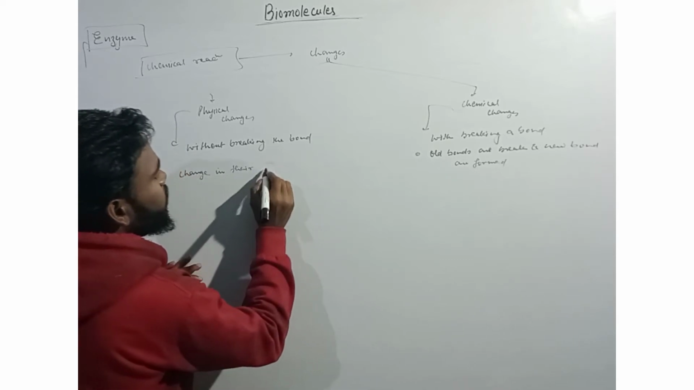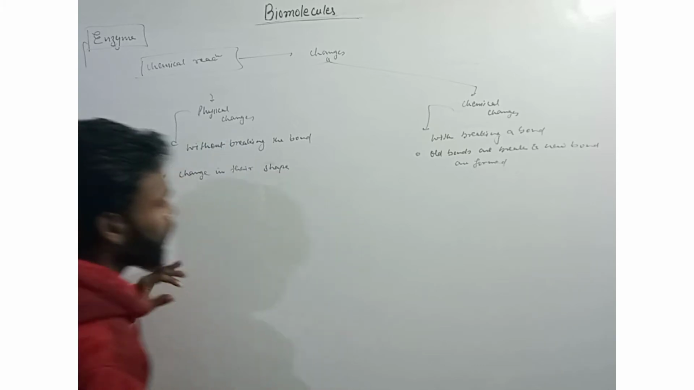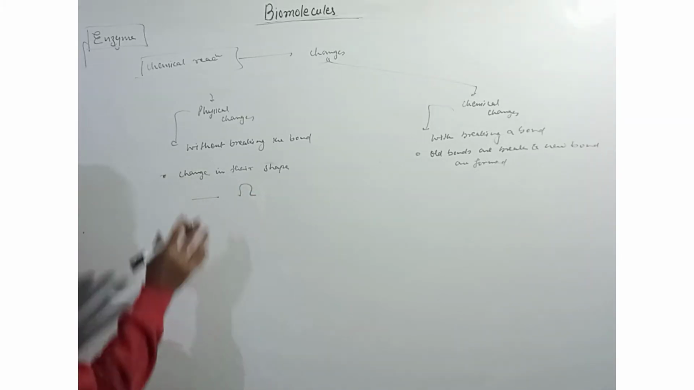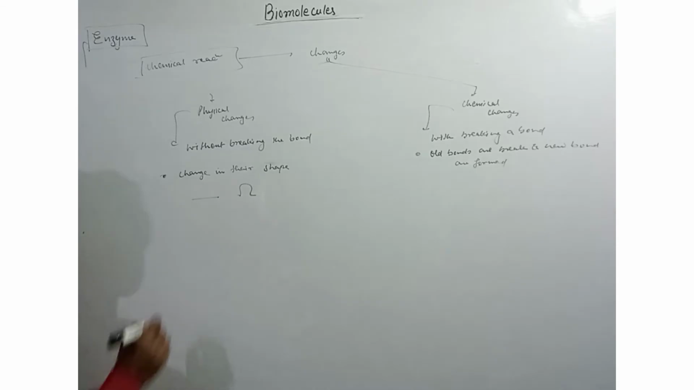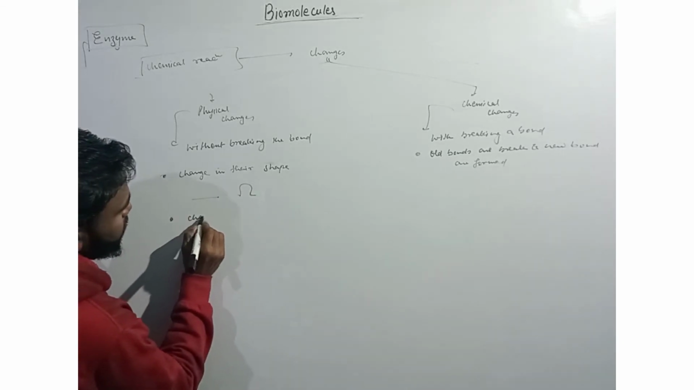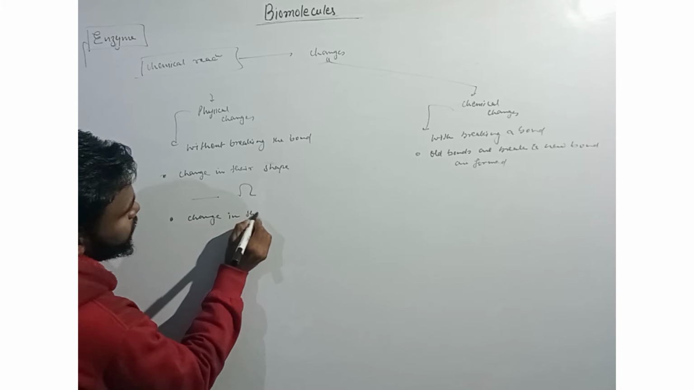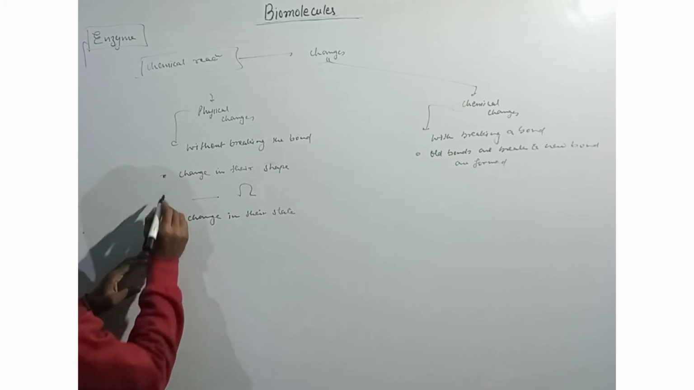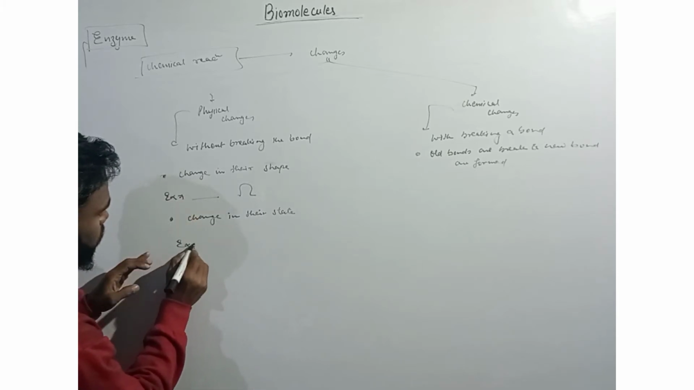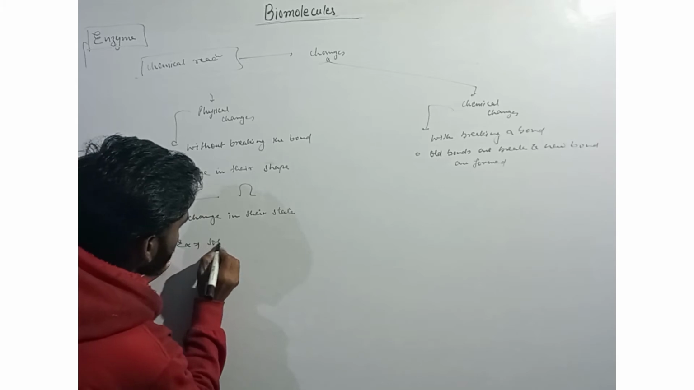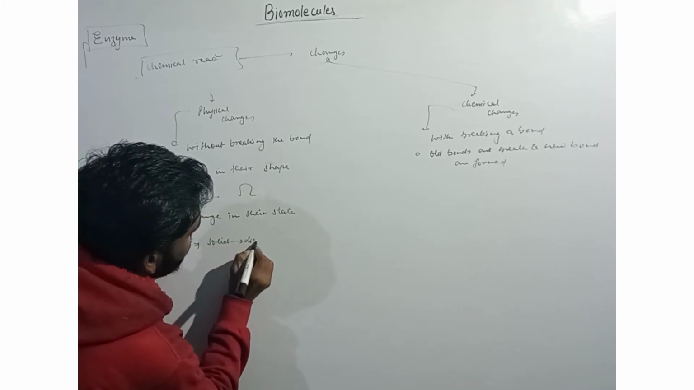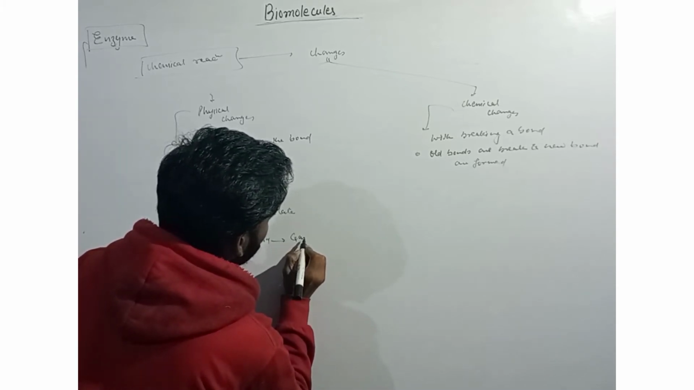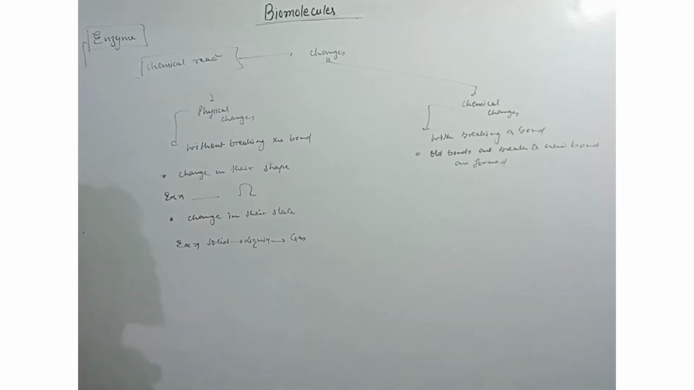Sorry, change in their shape. For example, if a reaction is linear, then it becomes curved. This is the change in their shape. The second one is change in their state. For example, solid becomes liquid, liquid becomes gas, and vice versa. This is the change in their state.